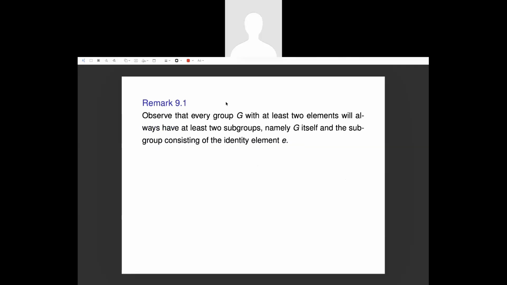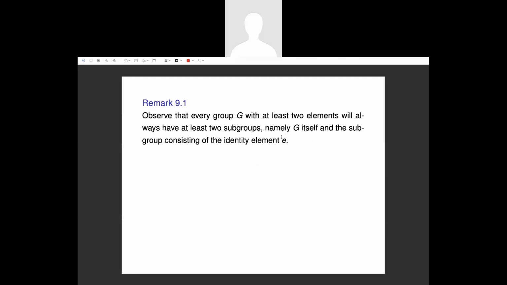Now one remark: every group G with at least two elements will always have at least two subgroups, namely G itself and the subgroup consisting of the identity element. If H consists only of the identity element, then this is a subgroup of G.